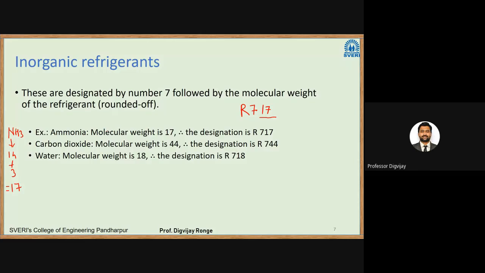If I take the example of carbon dioxide, again I first write down R7, then calculate the molecular weight of carbon dioxide, that is 44. So that will be R744. If I take water as a refrigerant, R7 will be there, followed by the molecular weight of water. We all know that the molecular weight of water, H2O, is 18. So that will be R718. This is the nomenclature for inorganic refrigerants.